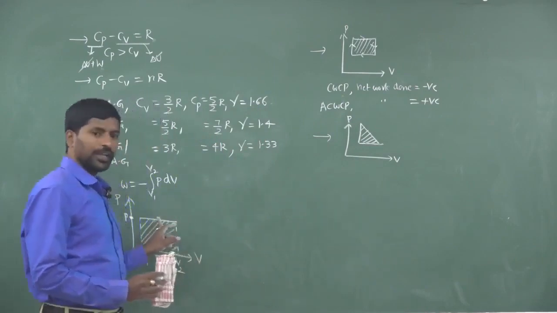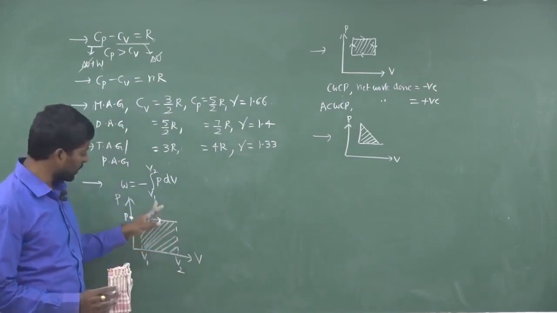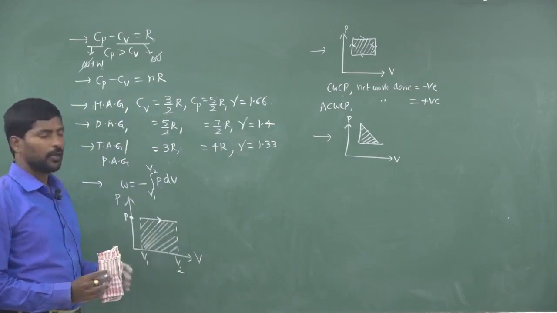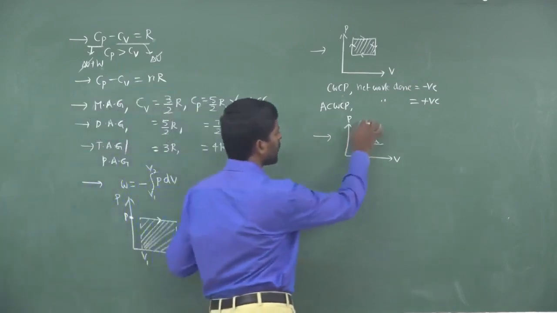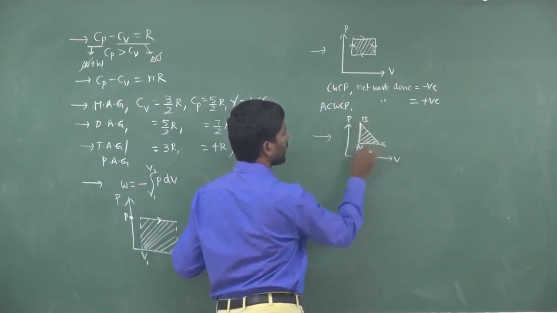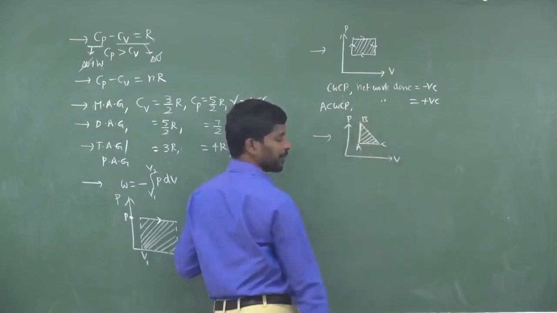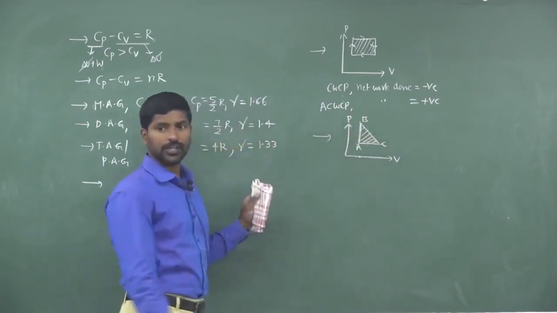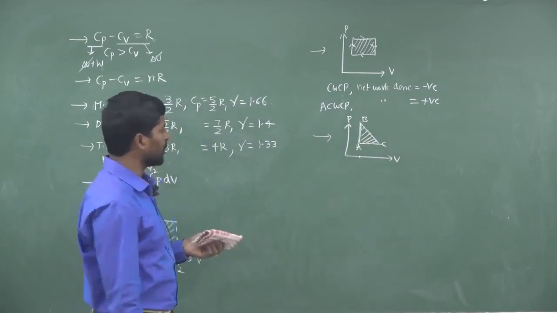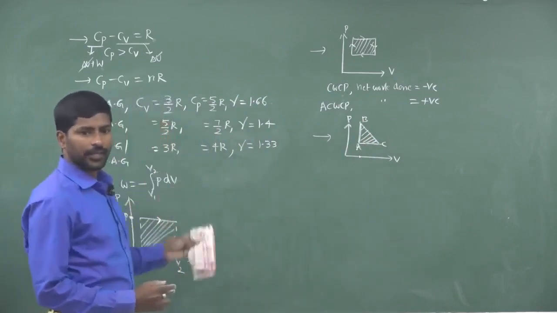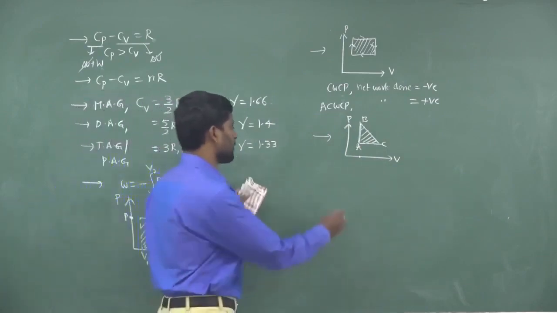Work done during a step is nothing but the area below that line. If you take here A, B, C, what about work done during step A, B? Zero. During A, B, what about volume? Volume remains constant. So work done during A, B is zero. Like this we can calculate work done by the graphical method.